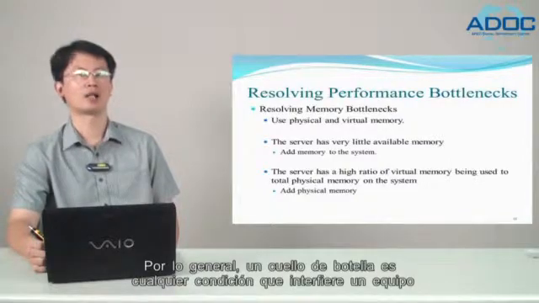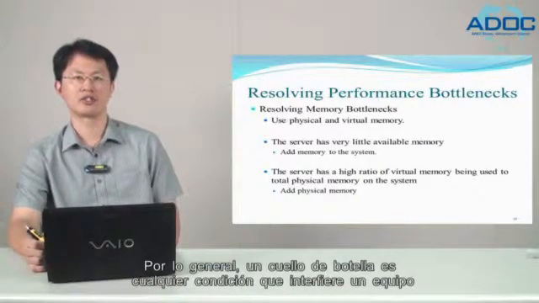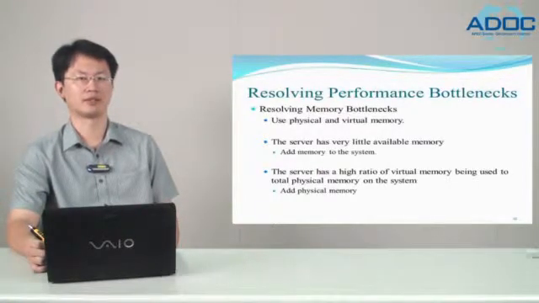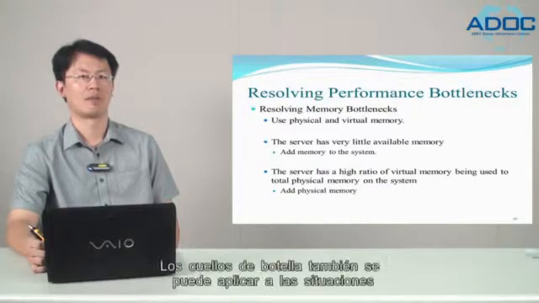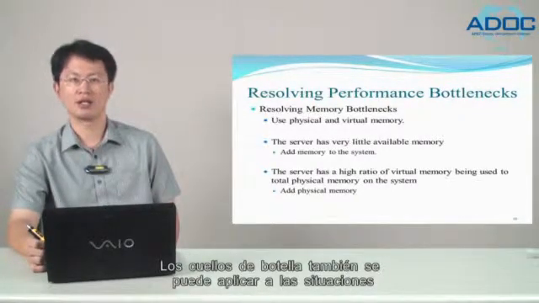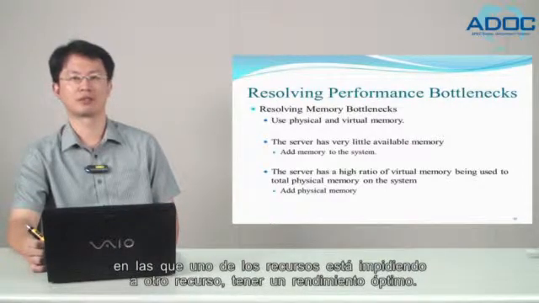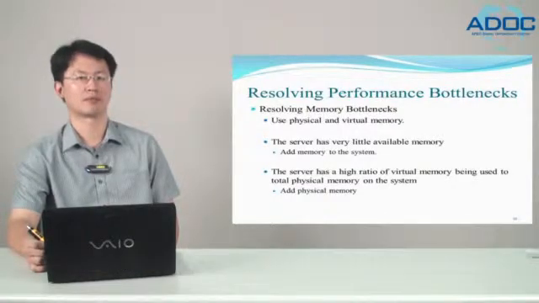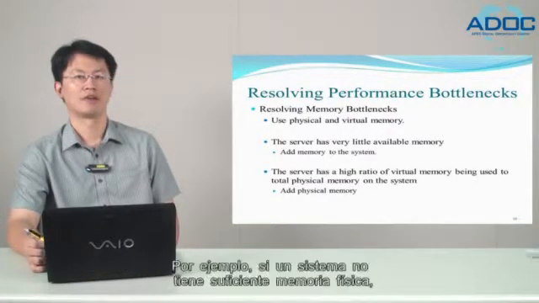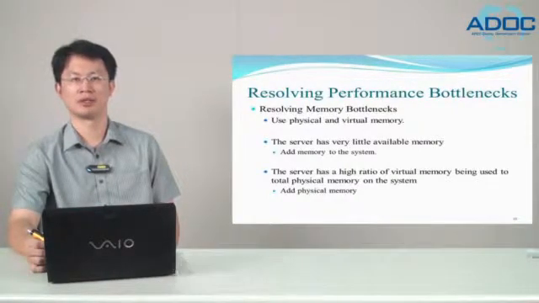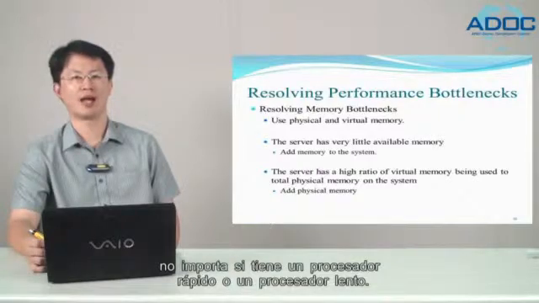And generally, a bottleneck is any condition that keeps a computer from performing at its best. Bottlenecks can also apply to situations in which one resource is preventing another resource from performing optimally. For example, if a system doesn't have enough physical memory, it doesn't matter whether it has a fast processor or a slow processor.